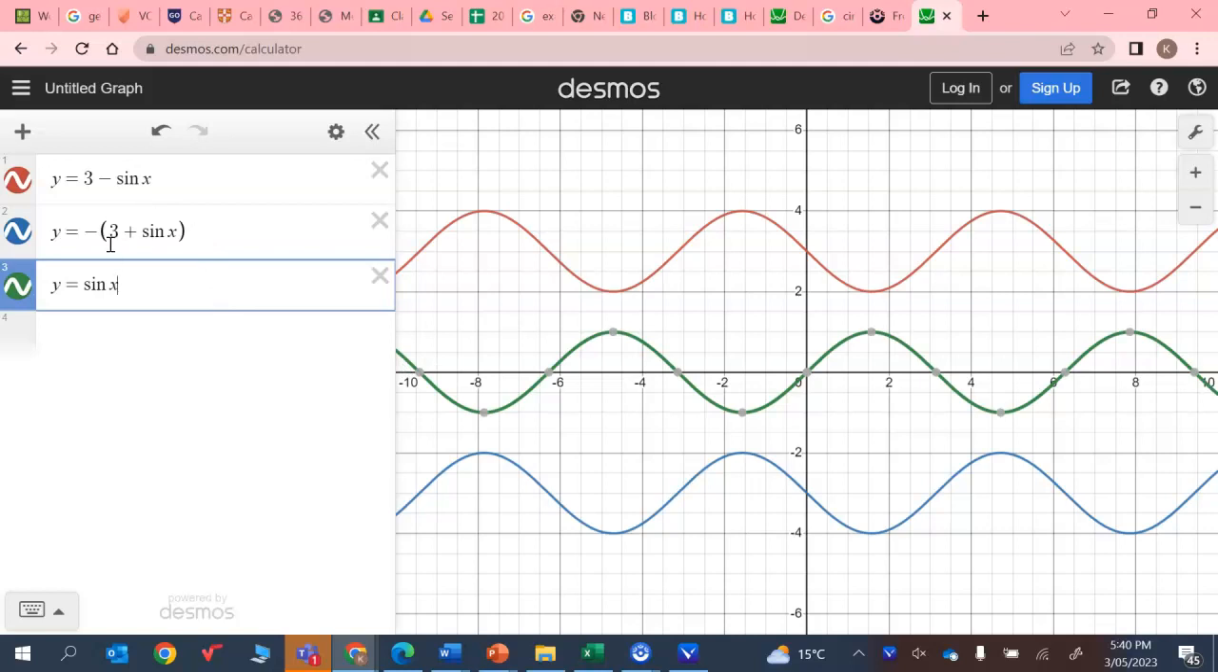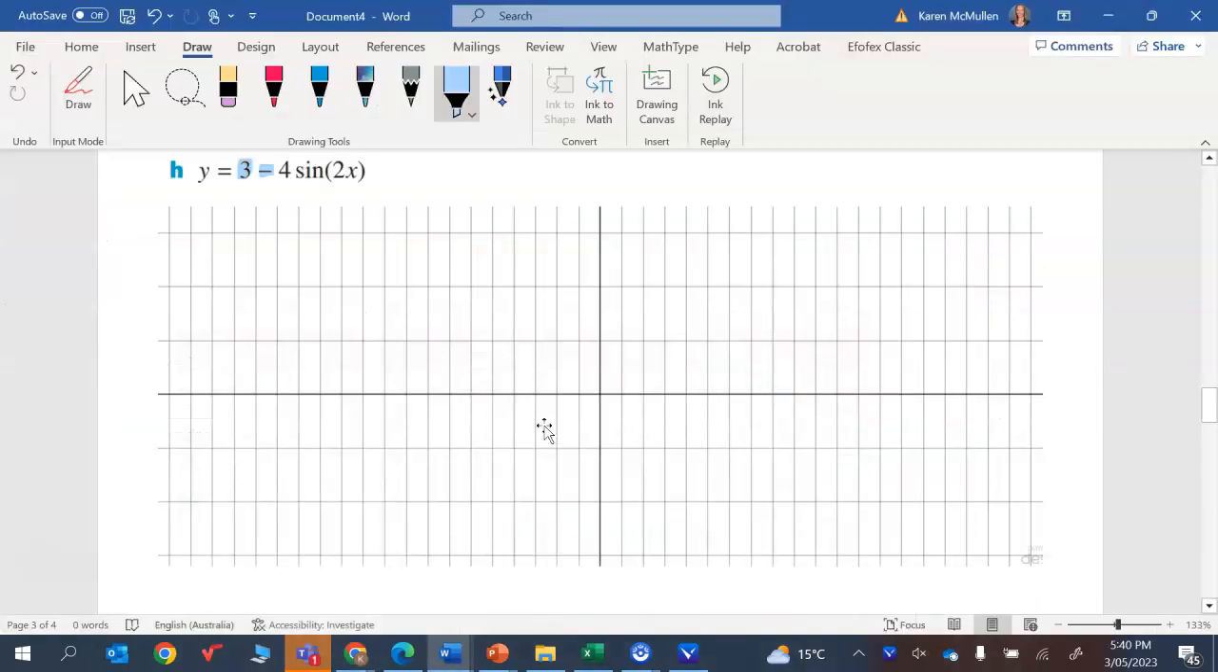And if we were to expand this bracket and had negative 3 minus sine x, then you could say it was reflected and then shifted down 3. So you need to remember there are many ways you can transform a graph to get the same outcome. But just make sure that your dilations and reflections are done before your translations. It's really important that you read them correctly. All right, so let's move on.